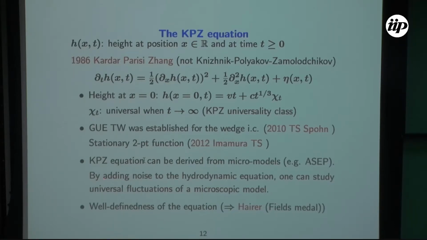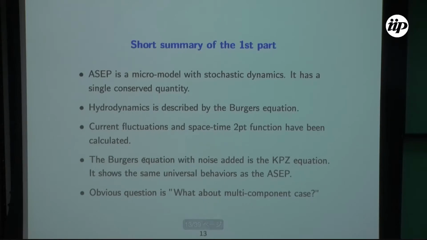So in this way, we can think that by adding noise to the hydrodynamic equation coming from the ASEP, one can in fact study universal fluctuations of a microscopic model. In fact, for the case of the KPZ equation, the situation is even better in the sense that if we take an appropriate weakly asymmetric limit, then one can derive the KPZ equation itself from the microscopic dynamics of ASEP rigorously. Anyway, in mathematics, there's also another issue of well-definedness of the equation and so on. This led to the Fields medal for Martin Hairer. But this is not very important in our discussions today.